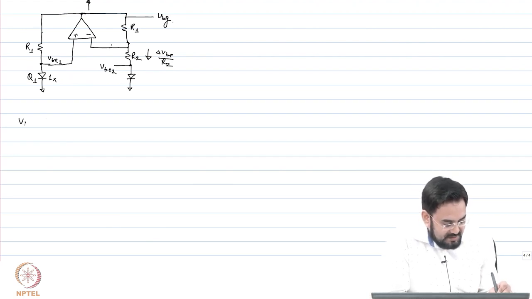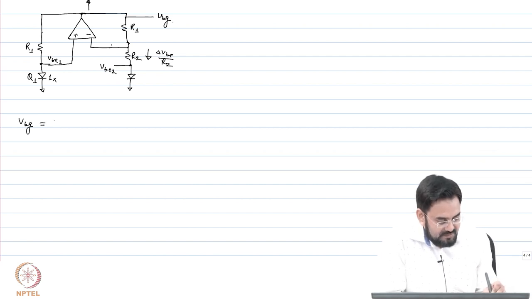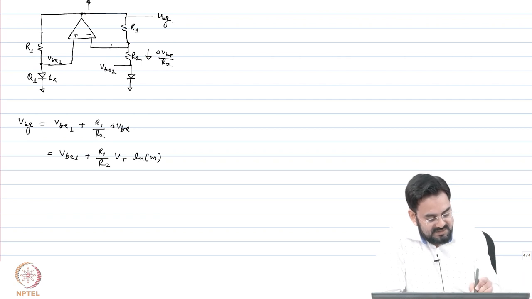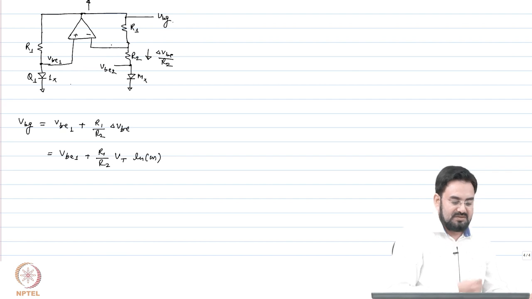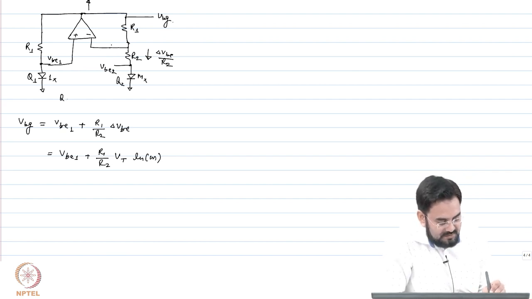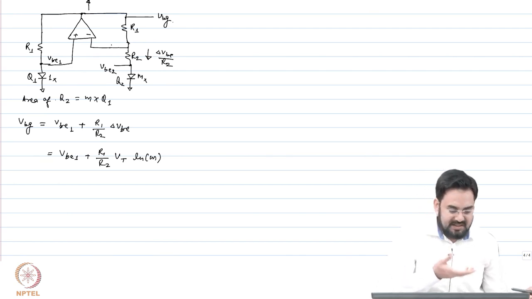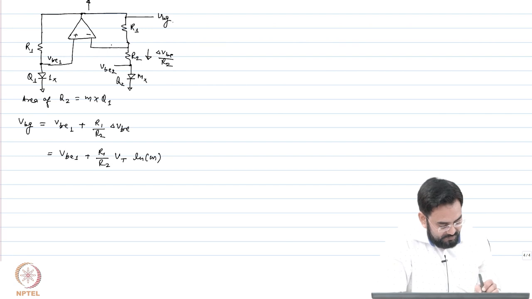So, what will be your output voltage? VBG equal to VB1 plus R1 by R2 times delta VB. What is delta VB? Correct. If this is m times, that is 1x, your Q2 is m times of Q1 in area. When I say area, it is basically the emitter area.